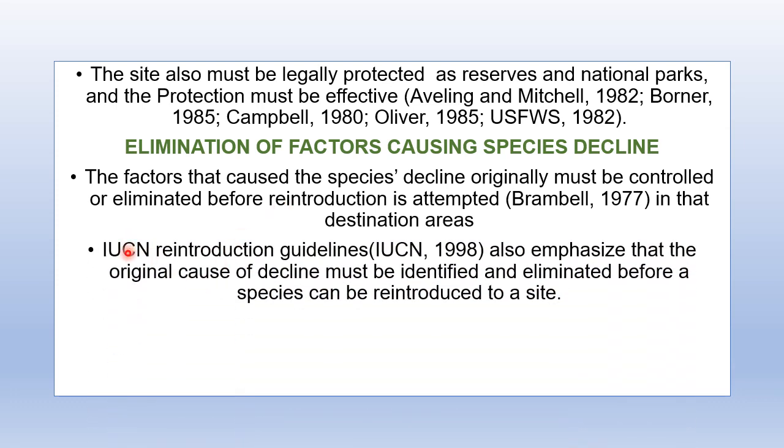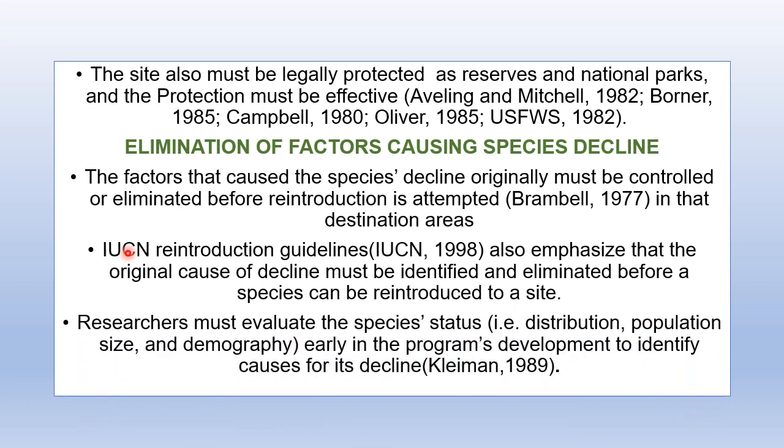IUCN reintroduction guidelines also emphasize that the original cause of decline must be identified and eliminated before a species can be reintroduced to a site. Researchers must evaluate the species status, that is distribution, population size, and demography, etc., early in the program's development to identify causes for its decline. The causes of decline may be intense hunting pressure, predation pressure, etc.